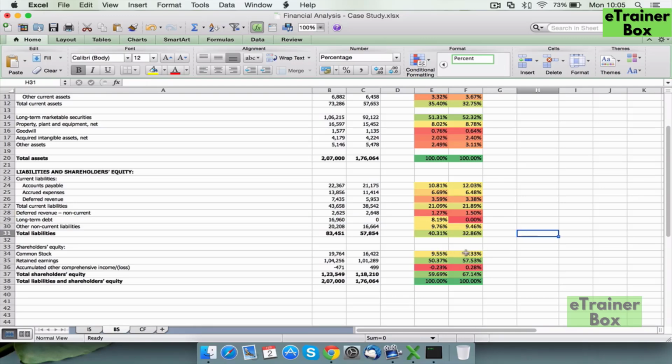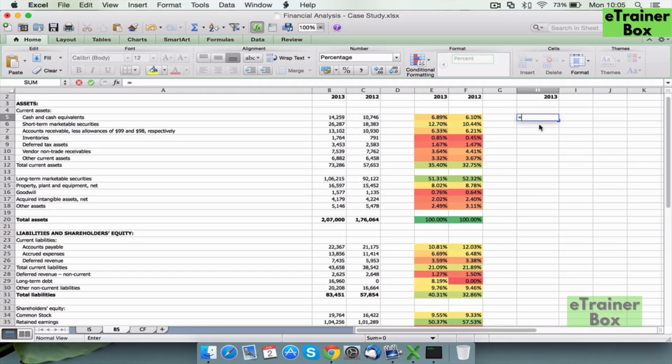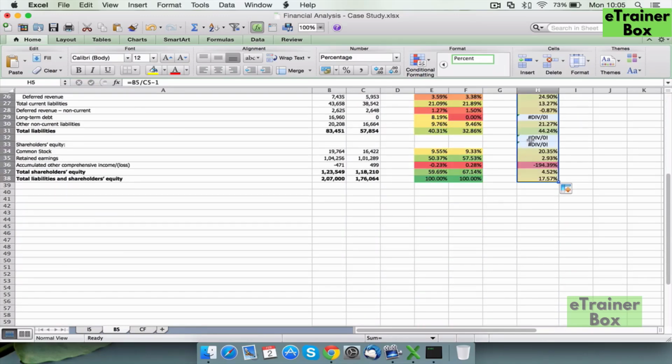The common stock is same. Retained earnings have slightly gone down because in 2013 the margins were low and therefore the profits were low and therefore the retained earnings are also low. So this is the finding from the common size analysis. Let us next do the trend analysis. The formula is the same. Current year divided by previous year minus 1. Current year divided by previous year minus 1 and simply drag and drop and remove all the zeros.